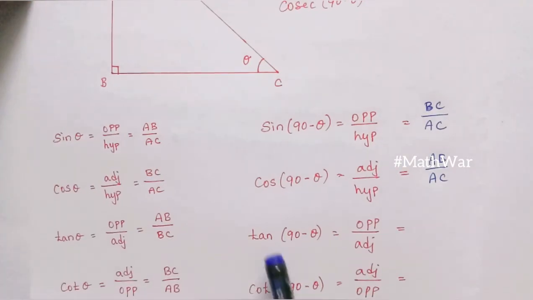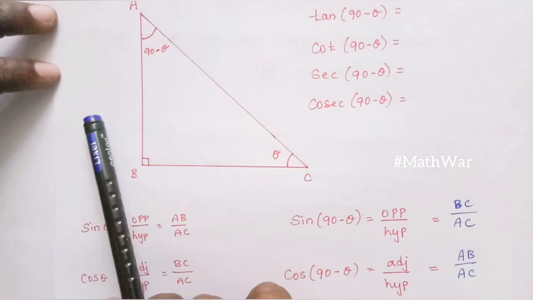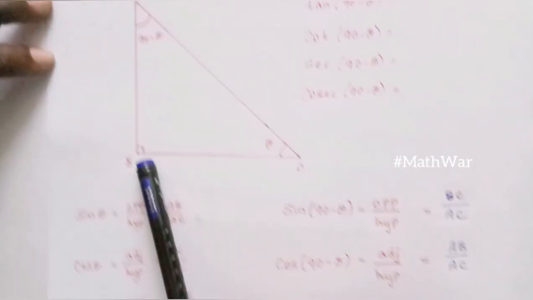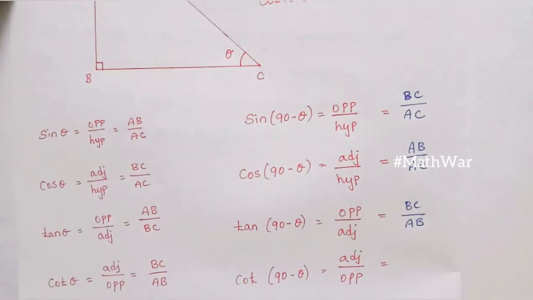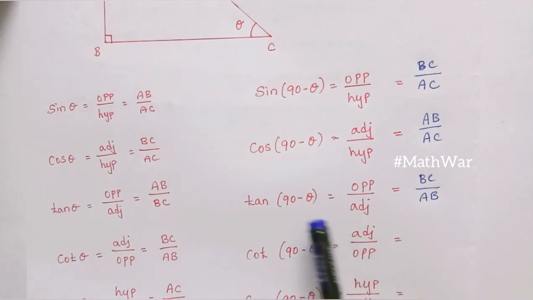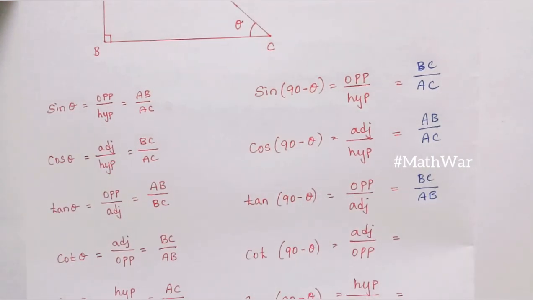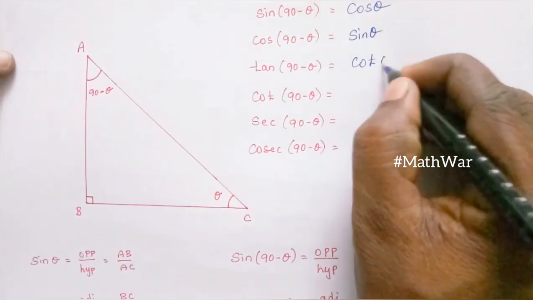Now we will see for tan 90 minus theta. Tan 90 minus theta is opposite by adjacent. Opposite is BC, adjacent is AB. So BC by AB. And you can see here cot theta is BC by AB. Tan 90 minus theta is also BC by AB. So tan 90 minus theta is nothing but cot theta.